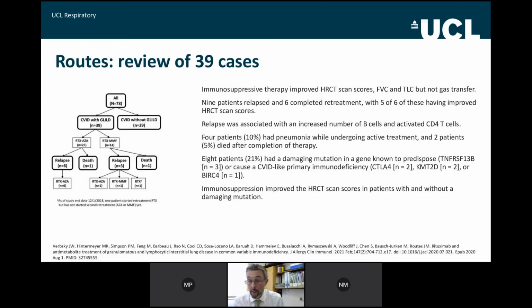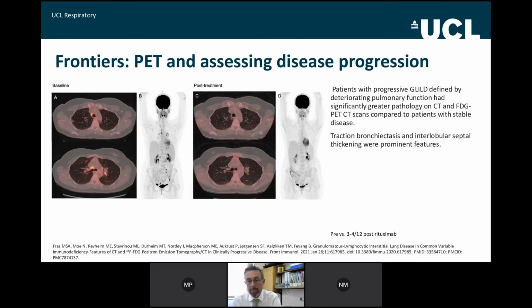This then is one of the bigger case series, just published a couple of months ago now, from Jack Roots and colleagues, looking at outcomes in 39 cases, and this is one of the largest ones, looking at the responses in terms of gas transfer, lung function tests, and also CT scan scores to immunosuppression. And in general, immunosuppression is working in the majority of patients, although with some relapse and with some treatment-resistant disease. Assessing treatment response is another challenge.